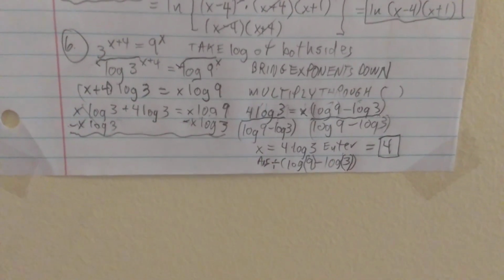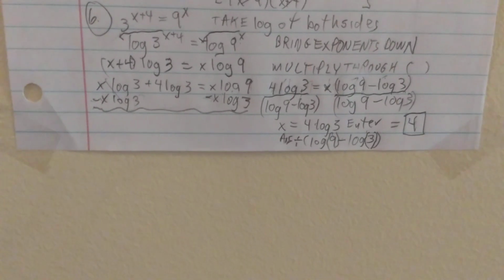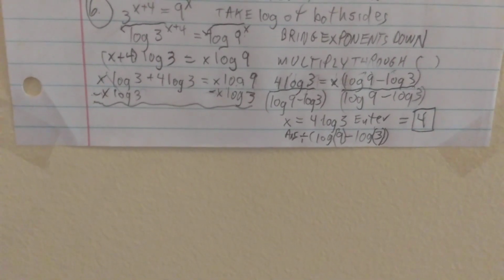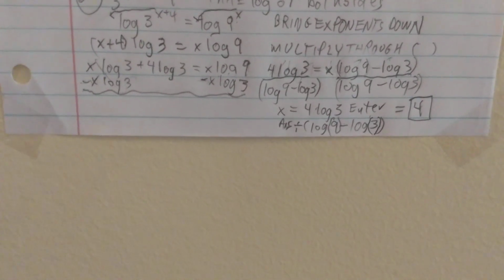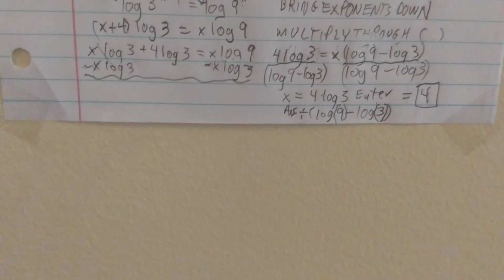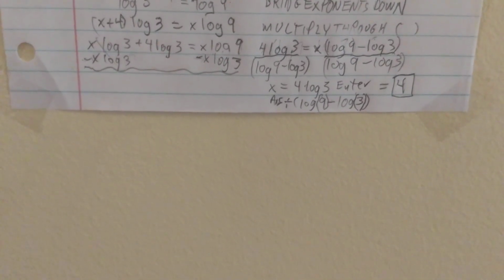So 4 log 3 is equal to x (log 9 − log 3). Now here's where I factor out the x because it's in two places there. x times parentheses log base 9 minus log base 3. And so then to get an answer, we can finally divide by log base 9 minus log base 3.